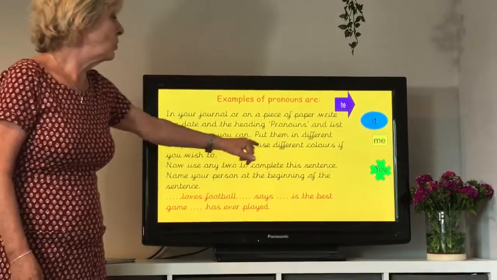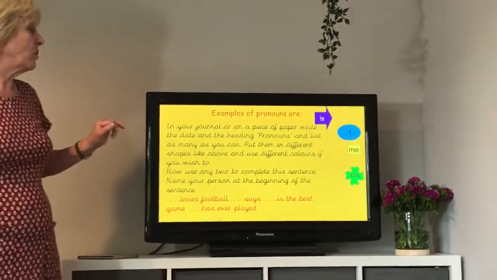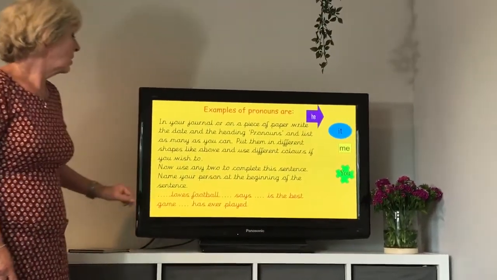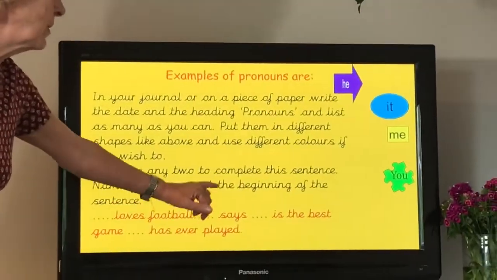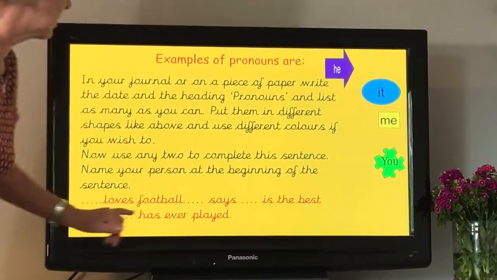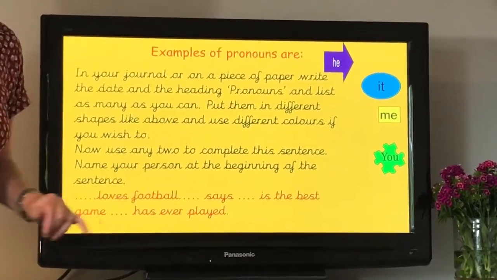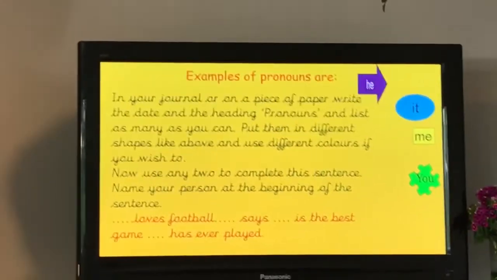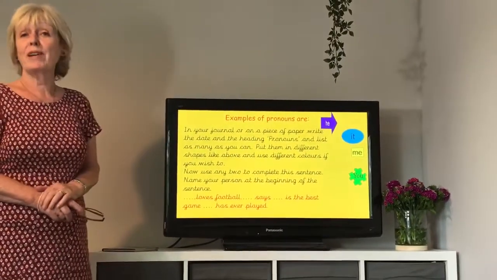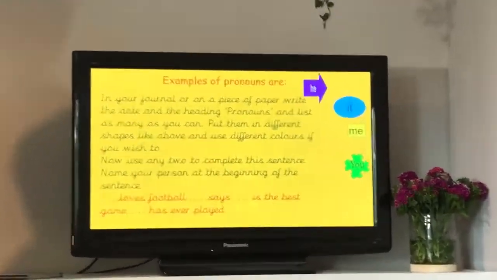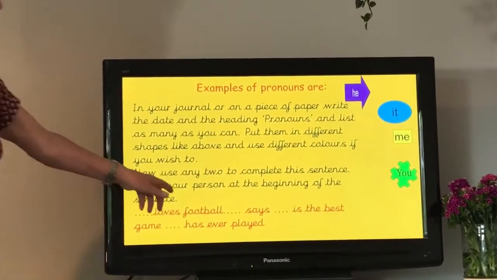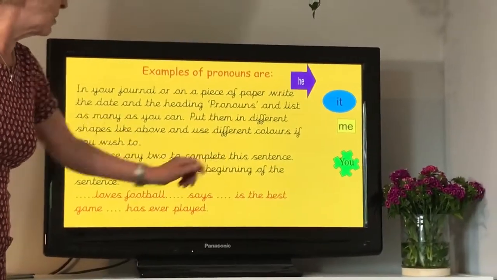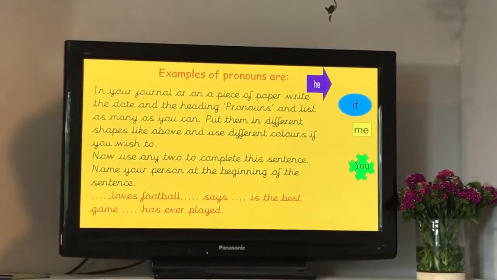Now use any 2 to complete this sentence. Name your person at the beginning of the sentence. So I might say Mark loves football. Something says is the best game has ever played. So let's see what you've got from there. Stop the tape and have a go. Good, welcome back. Now what I might say is, Mark loves football. He says it is the best game he has ever played.